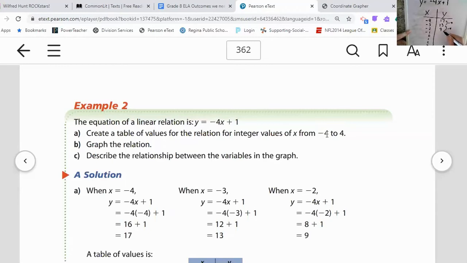So right here, if it goes down by 4, this should be 5. Well, let's check it out. -4 times -1 would be positive 4, plus 1 is 5. Good. Substitute 0 in for that. Well, -4 times 0 is 0, plus 1 is 1.